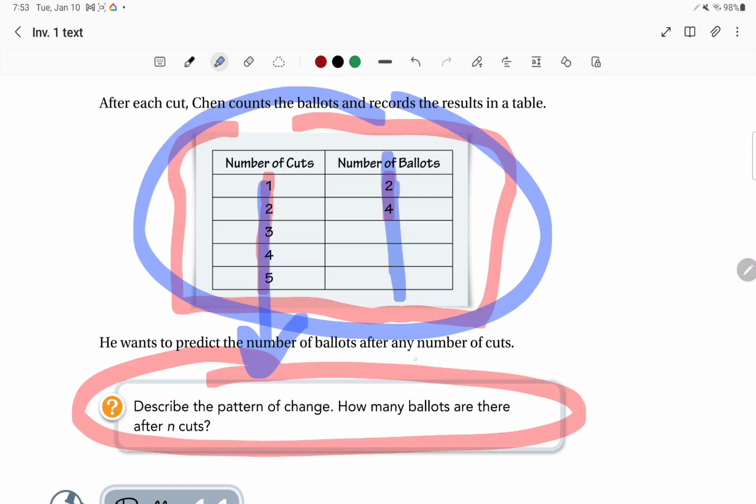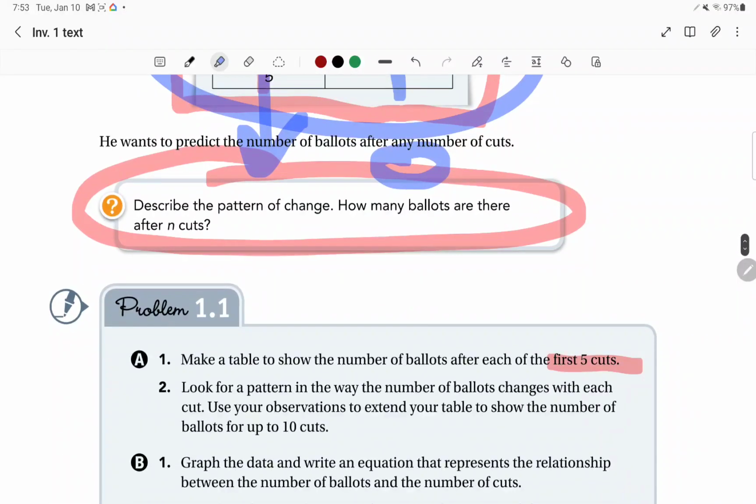And then after 10 cuts, how many ballots would that person have? Now, could you actually cut it 10 times? No, it doesn't matter how large the piece of paper, there is no way. So this is theoretical. If you want to go ahead and try it, but I'm telling you, you won't be able to do that. But let's go ahead and just fill out this table up to 5 and then out to 10 and look for patterns. See if you can figure out a pattern. Once you're done with that, come back to the video.